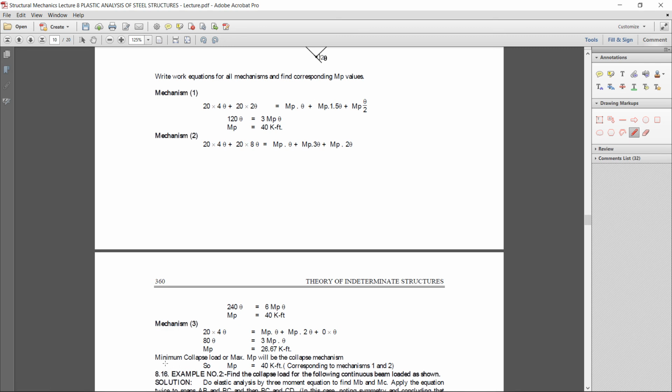So you can state this sentence like that: the minimum collapse load means the loads which are applied on the beam are the loads which are causing the maximum, or you can also state just like that, the maximum plastic moment, maximum MP, will be the collapse mechanism, MP is equal to 40 cube feet, or this mechanism is forming against the 20 kip load. Okay, so that is the minimum collapse load for the plastic mechanism formation.